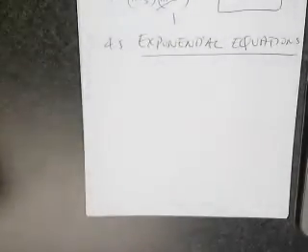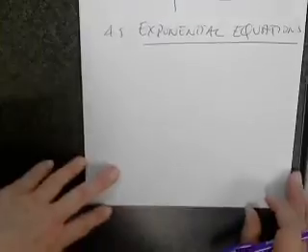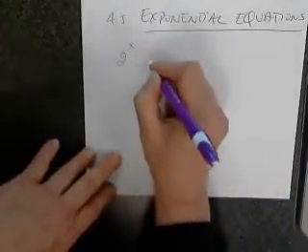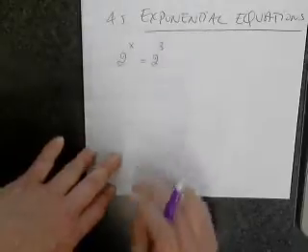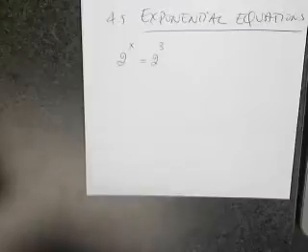Section 4.5 has two parts: exponential equations and logarithmic equations. There are many different types of exponential equations. Here is the easiest possible. We start from the simplest. Let's say 2 to the x equals 2 to the third. Is this an exponential equation? Yes, because the variable is the exponent.